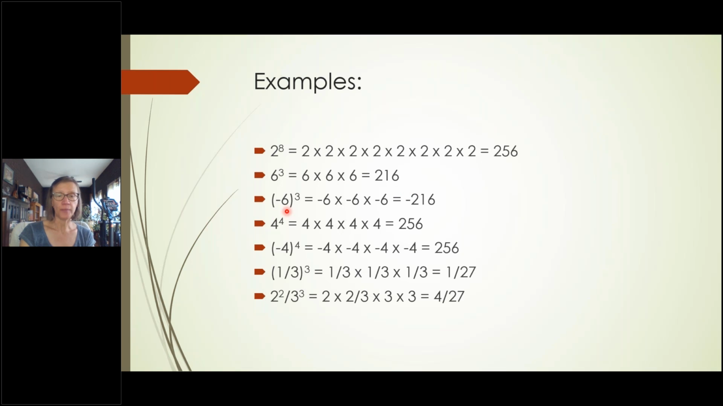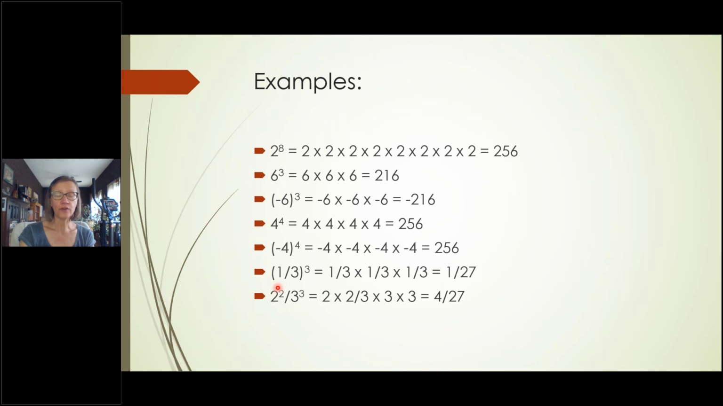You can have a negative base, negative 6 to the third power, and that is going to be negative 6 times negative 6 times negative 6, which comes out to negative 216. And as you can see, the negative base yielded a negative answer, whereas the positive base in this case yielded a positive answer. 4 to the fourth equals 256. Negative 4 to the fourth actually equals the same thing, positive 256.